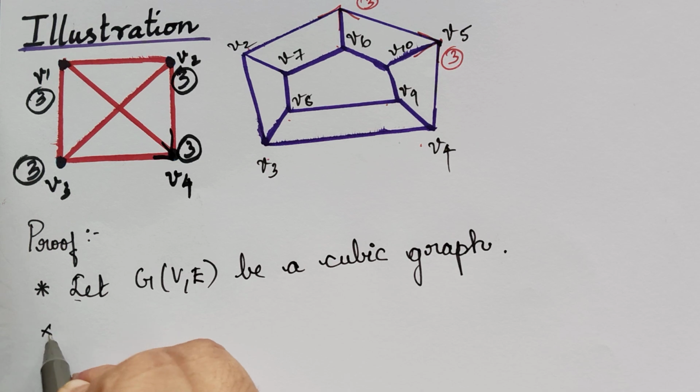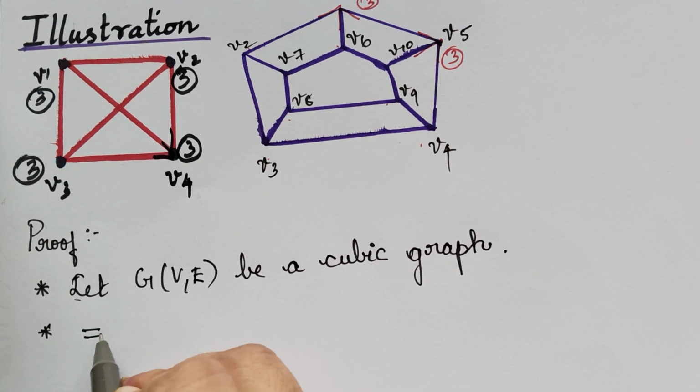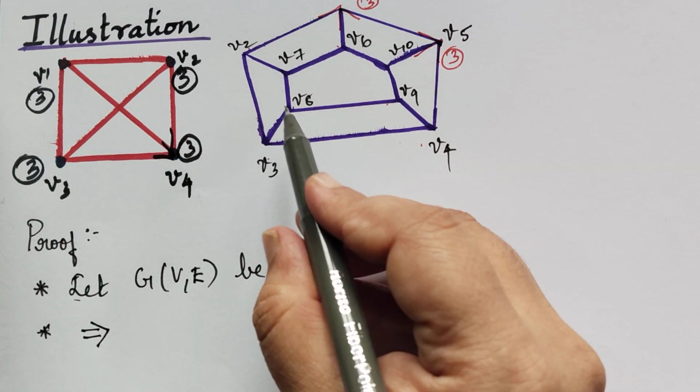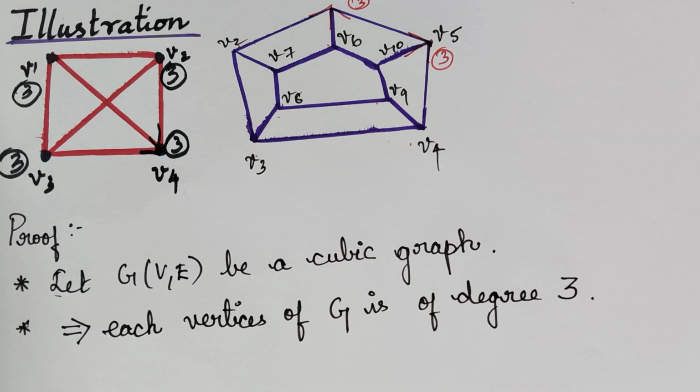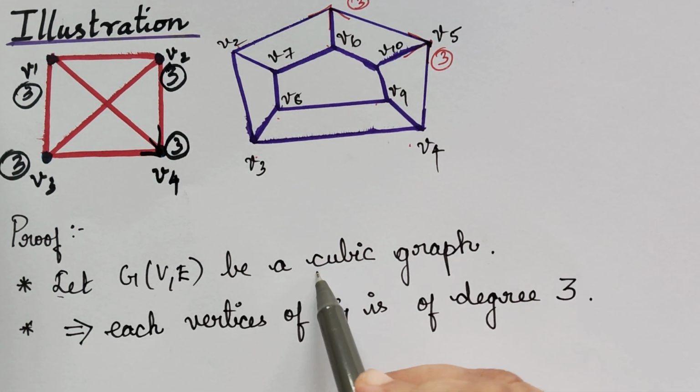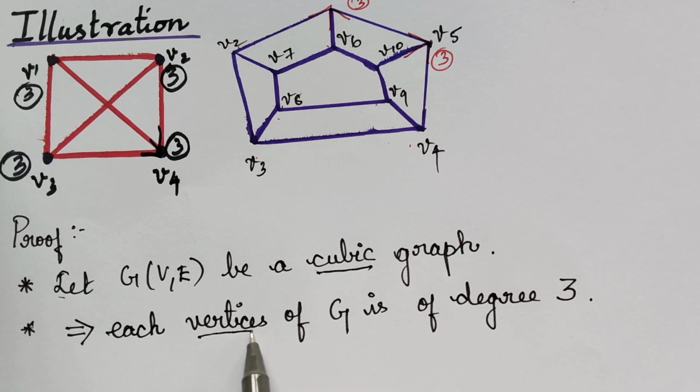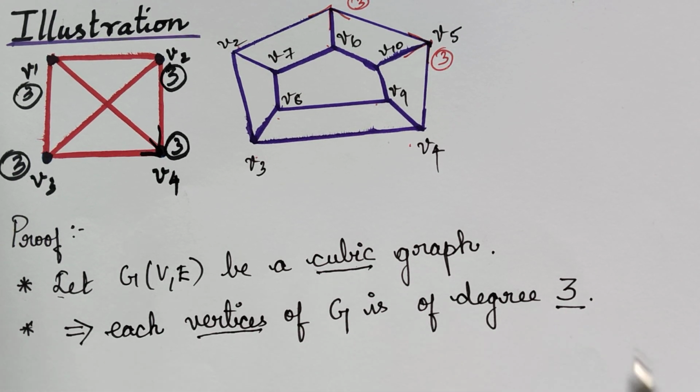So from this, what do you find? Because it is a cubic graph, each of the vertices will be of degree 3. So let us write that here. So that we have written. Since it is a cubic graph, every vertex will have degree 3. So that's why we have written each vertex of G is of degree 3.